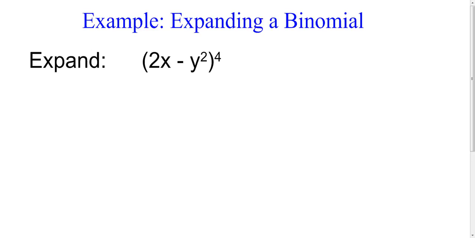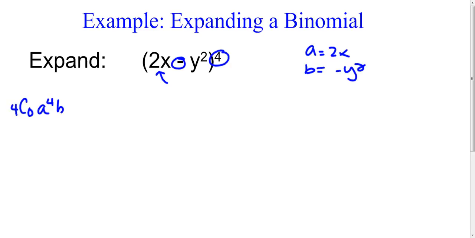This one's just a little more complicated because it has a negative sign in it. Okay, so here my a is 2x, my b is negative y squared. Okay, notice there's a minus sign in here, so your b has to be negative. So here we go. Again, it's to the 4th power, so I will start out at 4c0, a to the 4th, b to the 0.